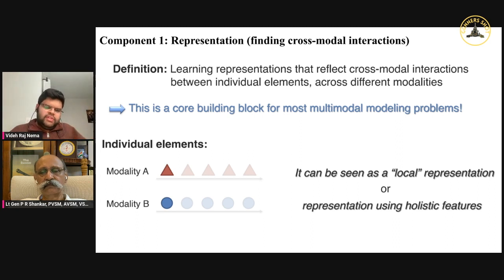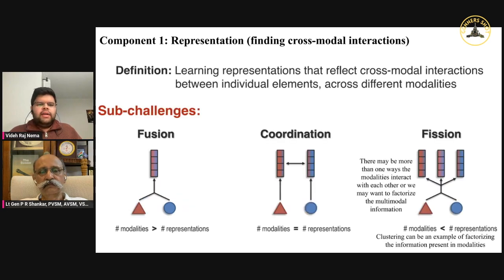So, for example, you have some object in an image and some phrase in a language passage. You try to find the cross-modal interactions between them, and you can do it via fusion, where you are trying to fuse the data and reduce the number of representations. There are also techniques of coordination, where you share the information and keep the same number of representations. Or you can have fission, and this is very interesting because there can be more than one way the modalities interact with each other. So in fission you are basically expanding your representation.